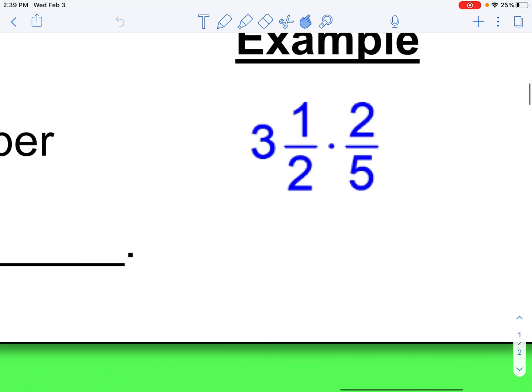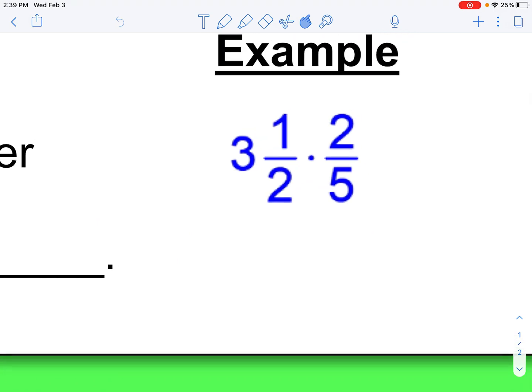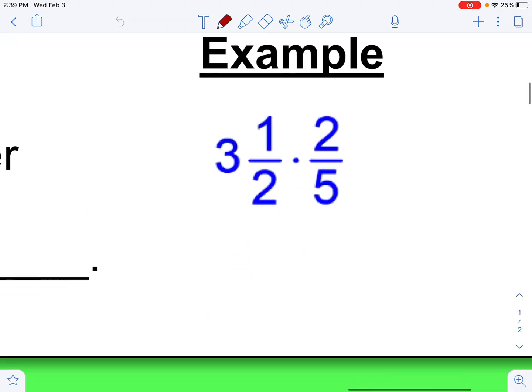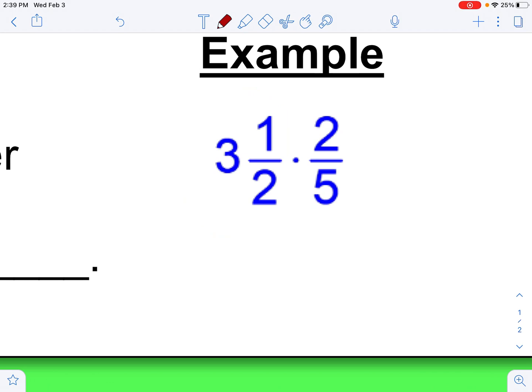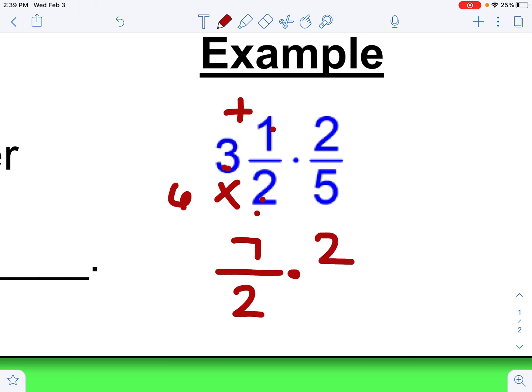We're taking 3 1/2 times 2/5. So we want to change this 3 1/2 to be an improper fraction. Remember, to change to an improper fraction, you multiply 2 times 3, and then you add 1. 2 times 3 is 6, 6 plus 1 gives us 7, and our denominator stays a 2. So it's 7 over 2 times 2 over 5.